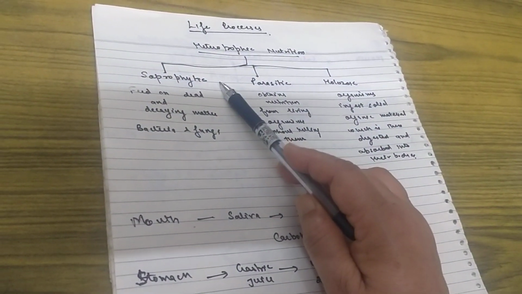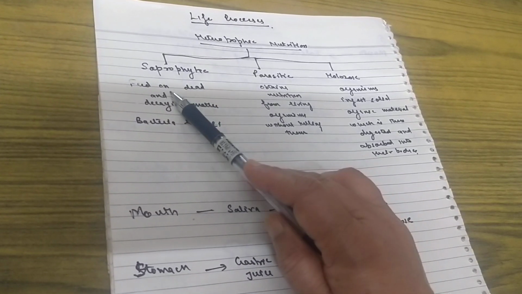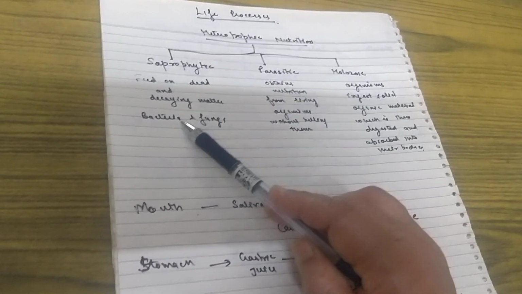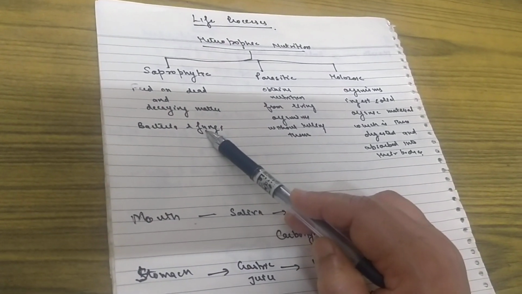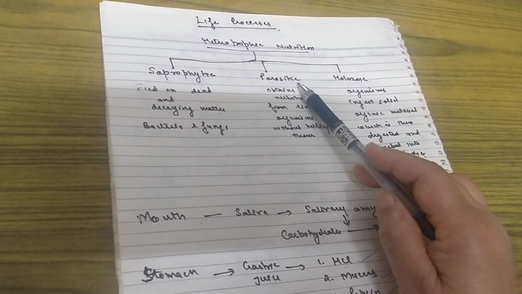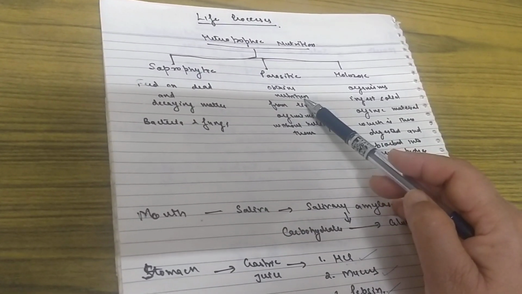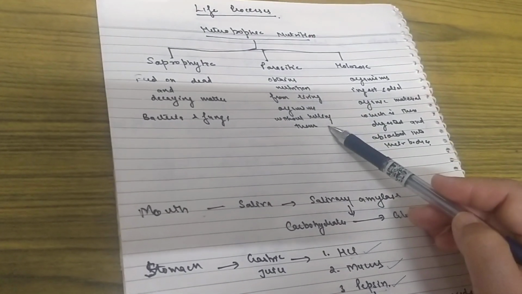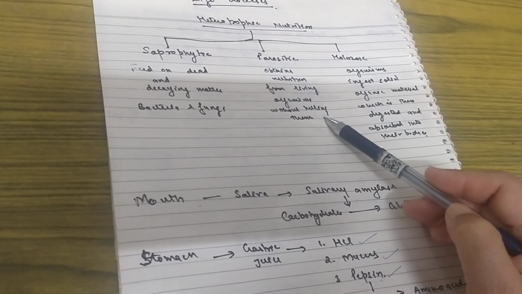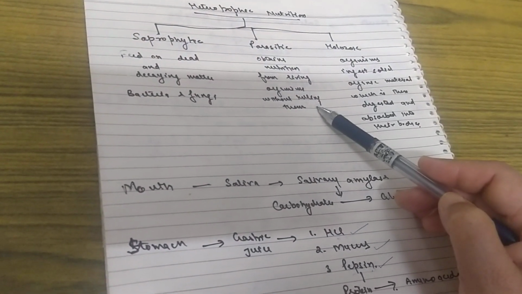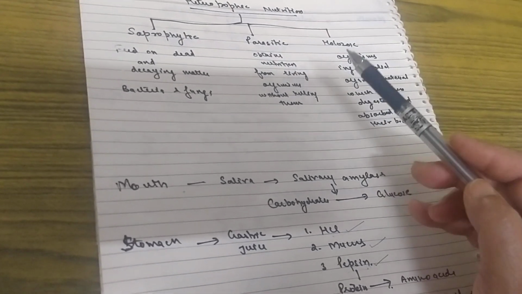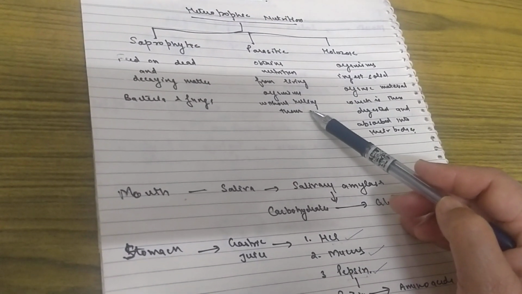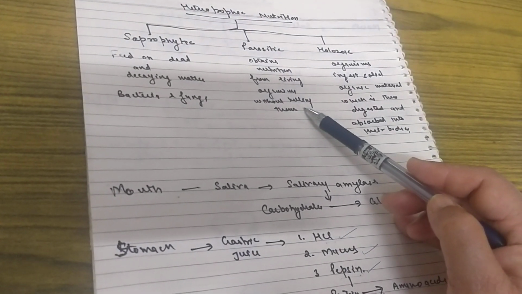Saprophytic nutrition is the nutrition in which organisms feed on dead and decaying organic matter. For example, bacteria, fungi, yeast, etc. Parasitic nutrition is that in which the organism obtains its nutrition from living organisms without killing them. It derives its nutrition from others but also spends a part of its life cycle on the other. In plants, the example is cuscuta, and in animals there are so many parasites.